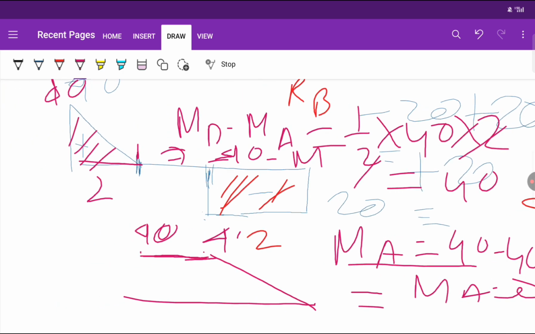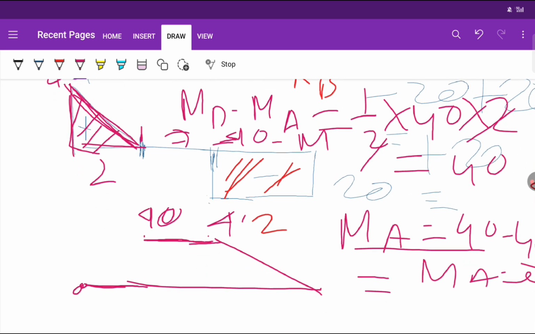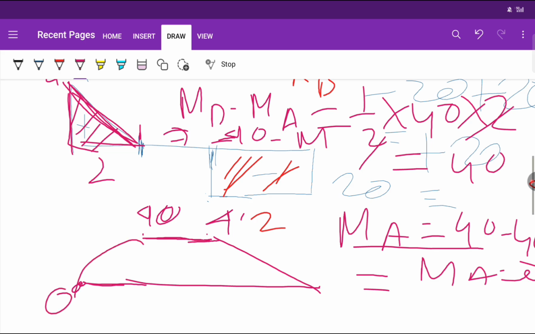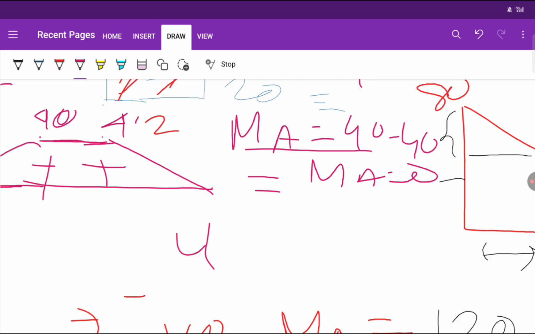Now the value of MA will be 0, but how will you connect this to this point? In a rectangle, in a triangle, or in a parabolic way? It will be connected in a parabolic way. How? Because here the shear force diagram is a triangle, so the bending moment diagram will be parabolic. Everything is positive here. So in this way you can calculate shear force and bending moment diagram. You have to practice it again and again, then everything will be clear.